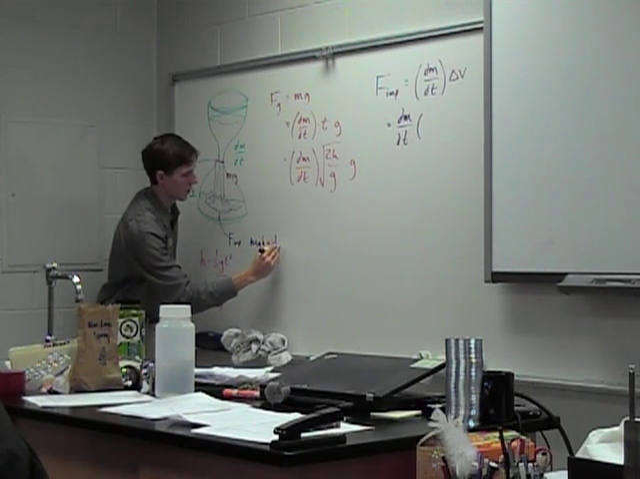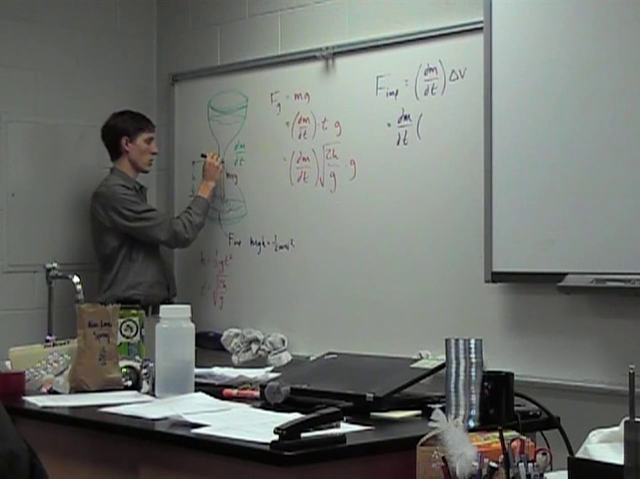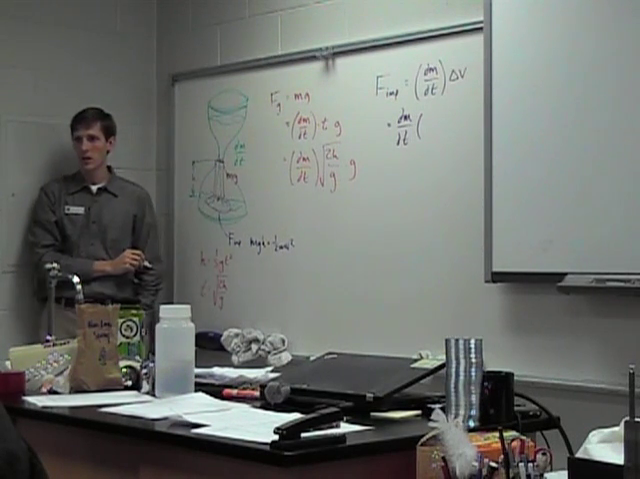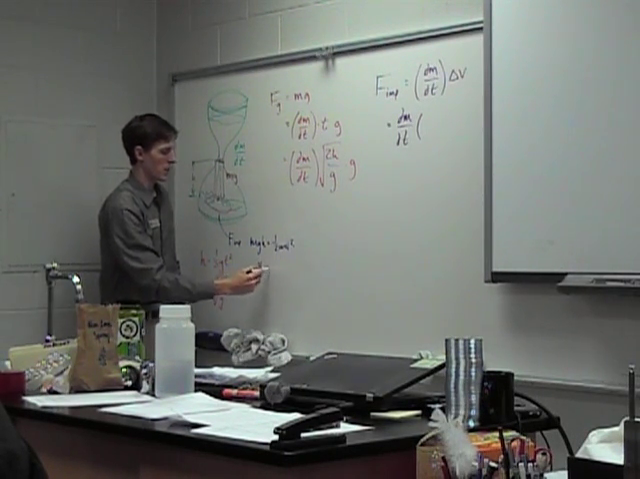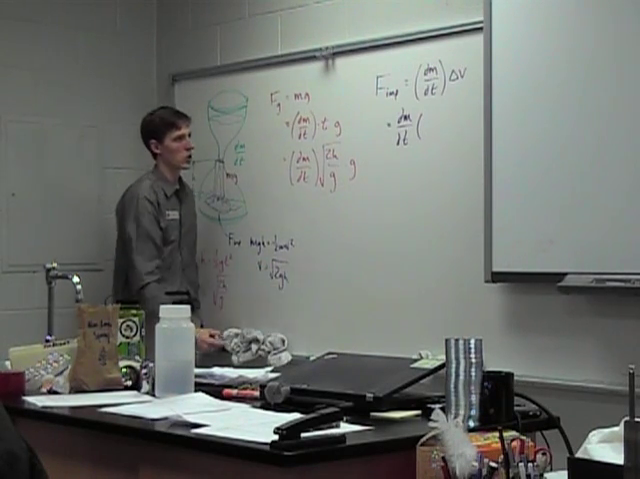mgh equals 1/2 mv squared. All of the potential energy here is converted to kinetic energy here. And so the final velocity is the square root of 2gh.